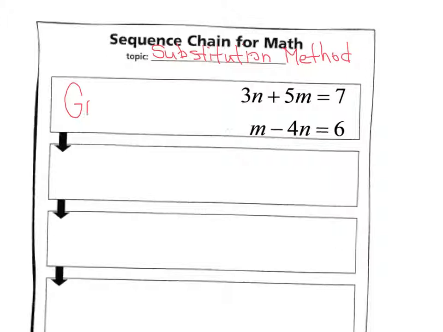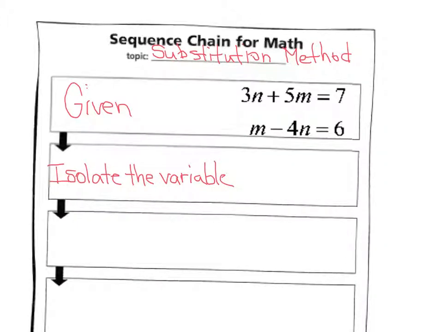Okay, so first of all, we are given a problem. We are given 3n plus 5m equals 7 and m minus 4n equals 6. Our first step will be to isolate one of the variables. Now, it doesn't matter which one, but you want to pick one that's kind of easy, right? So when I look at these two equations, my winner is going to be that m. So let's get it by itself.